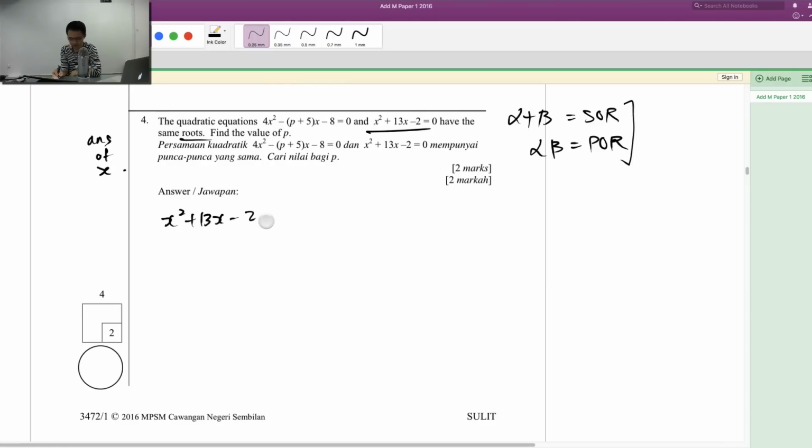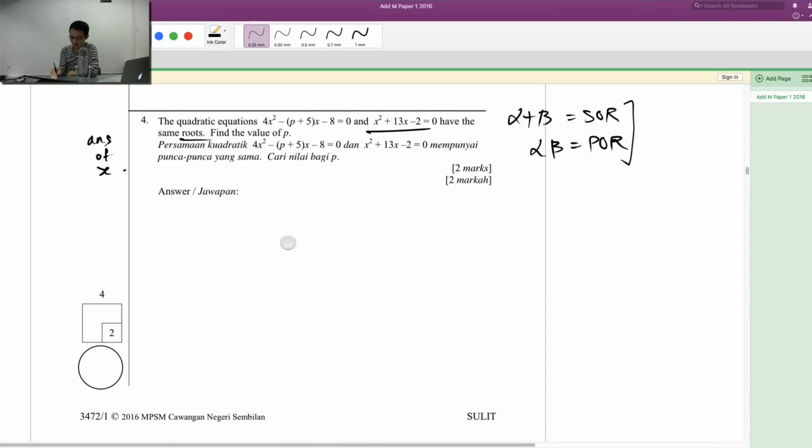Equal 0. No, this equation, there's something. Because this equation actually will give me some decimal, because no matter how I factorize, I cannot get 13. I hope this question has nothing wrong. Okay, then this 2 mark is not so-called the easier 2 mark.